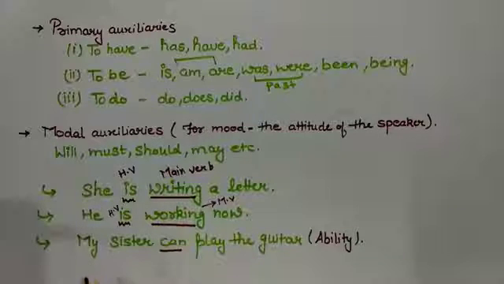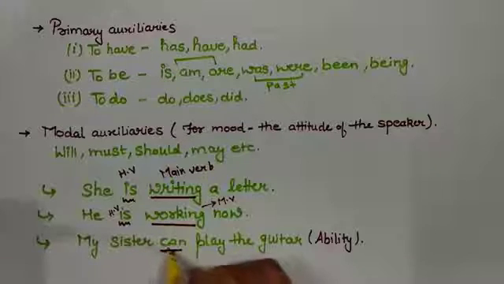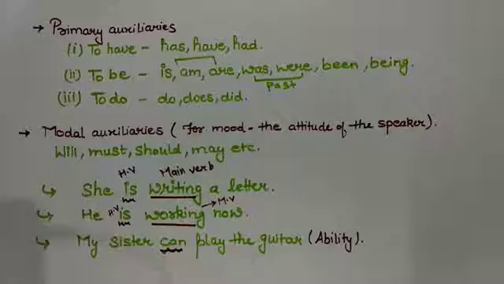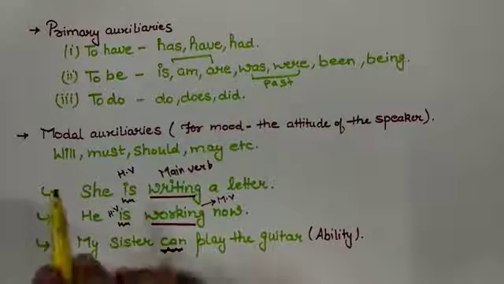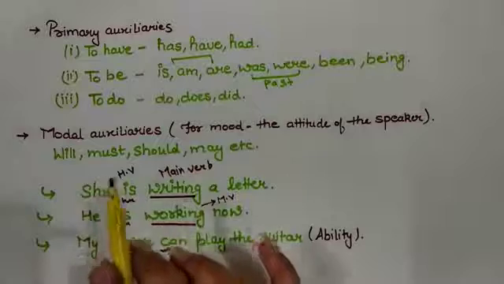The next example: my sister can play the guitar. Here, can is actually a modal auxiliary. It is showing the mood, the ability of the speaker. So, we use modal auxiliaries to show the attitude, ability, possibilities of the speaker. Modal auxiliaries do not possess the ing form.